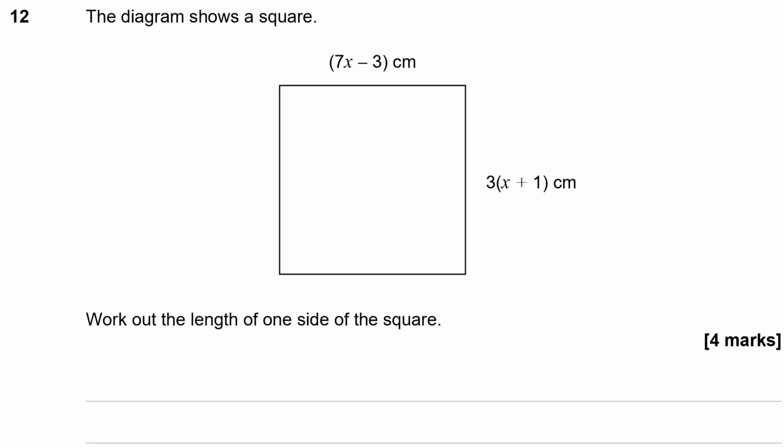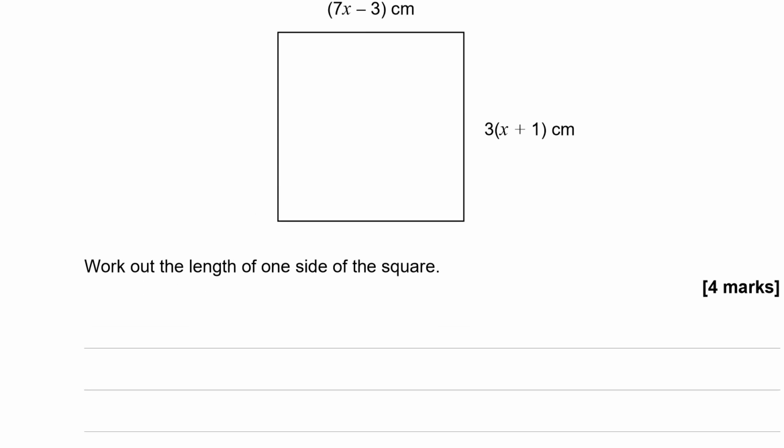Question 12 shows a square whose sides have been given algebraically, and we need to work out the length of one side of the square. Now these questions that mix geometry and algebra are becoming more and more common, so expect to have one a bit like this in your exam. So we know it's a square, so those two sides should be equal to each other. So I can equate them in an equation.